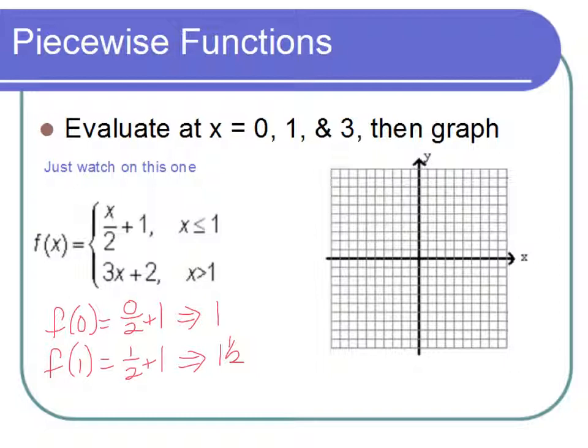Okay, last one, 3. 3 is actually bigger than 1, so this time I'm going to be using the bottom function, and I won't use this one at all. So plug 3 into the bottom function, and I get 3 times 3 plus 2. Well, that would be 9 plus 2, so that's 11.